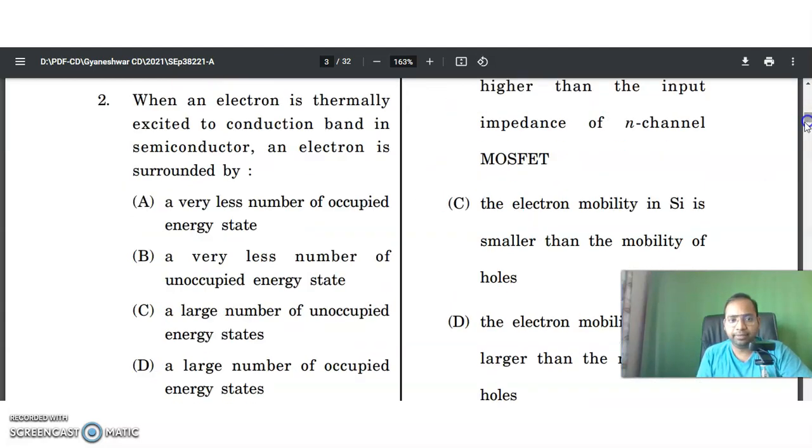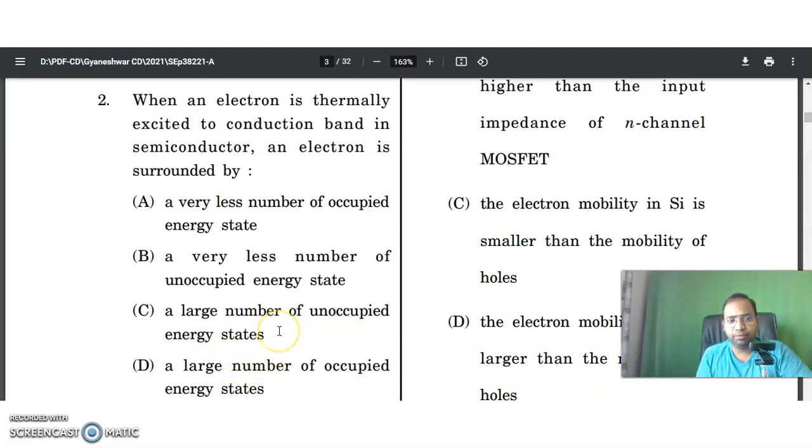Okay, next go to the second one. When an electron is thermally excited to the conduction band in a semiconductor, an electron is surrounded by what? Just check the options once. Very less number of occupied energy states, less number of unoccupied energy states, large number of unoccupied, large number of occupied energy states.